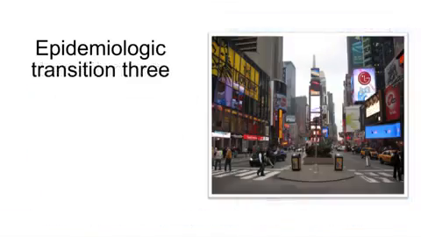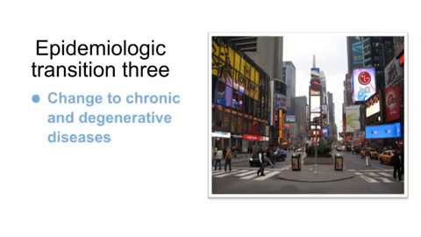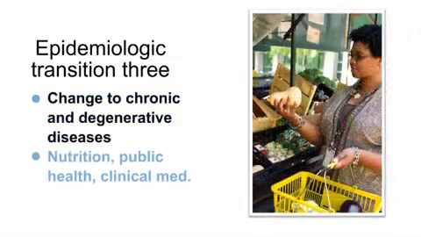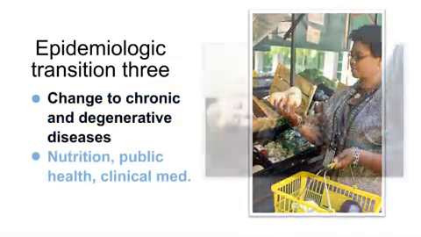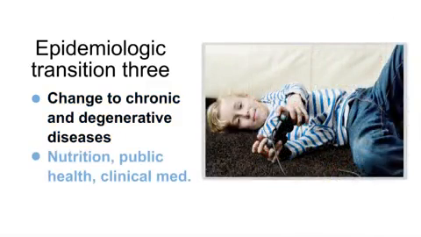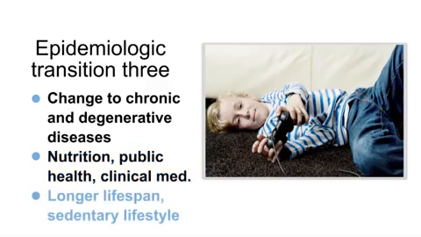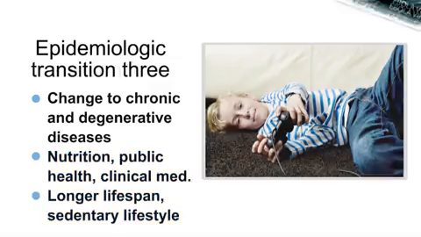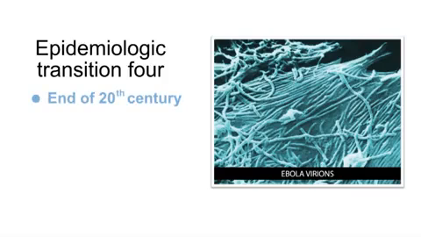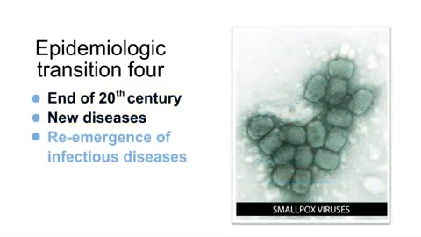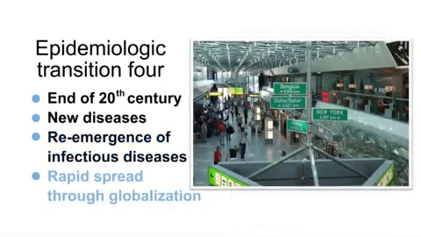The third transition resulted when disease patterns changed from infectious to chronic and degenerative diseases in developed parts of the world due to improvements in nutrition, public health, and clinical medicine. Cardiovascular diseases and cancer began to occur more during this transition. They are often associated with a longer lifespan and a sedentary lifestyle. The fourth transition started at the end of the 20th century when both new diseases and the reemergence of infectious ones occurred, as well as the rapid spread of disease due to globalization.